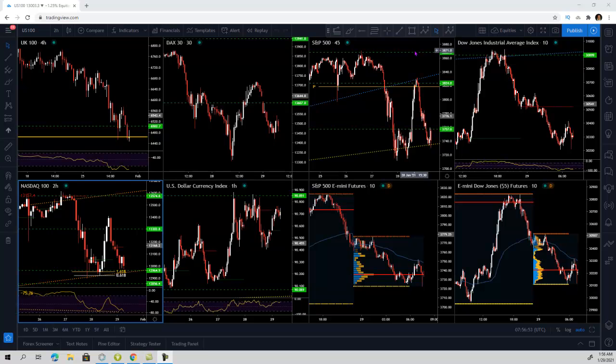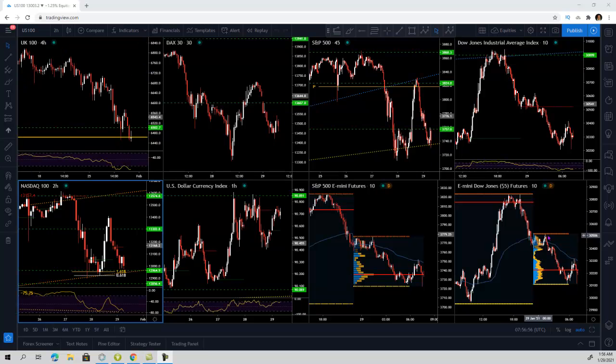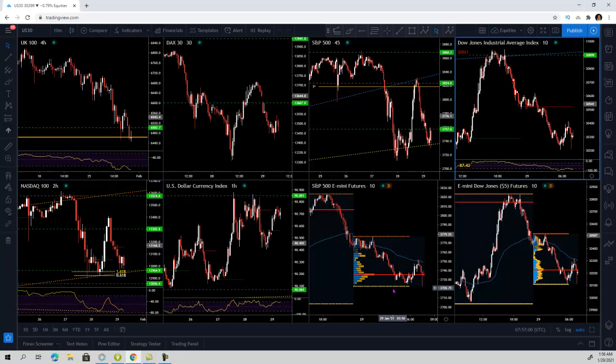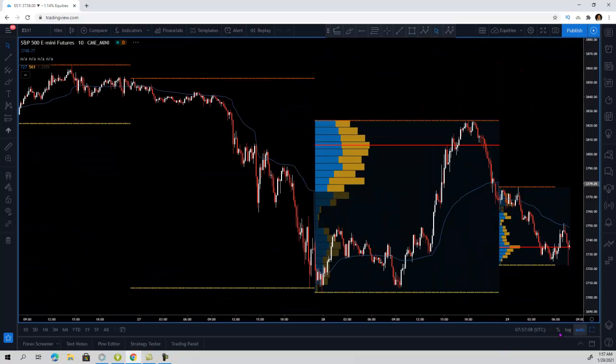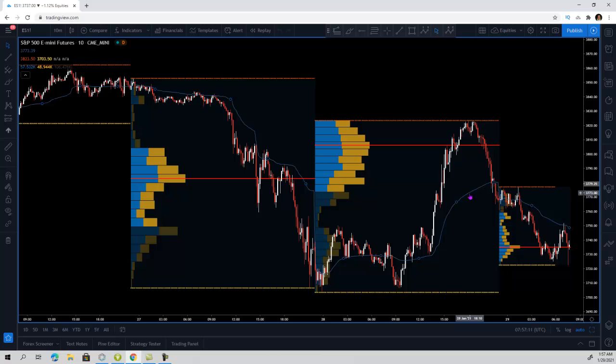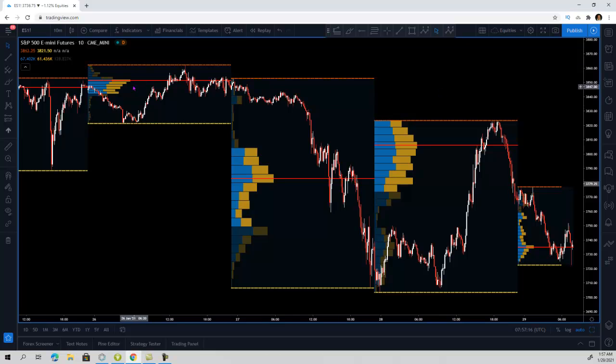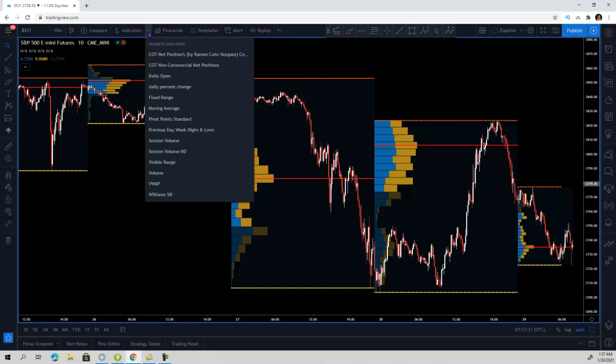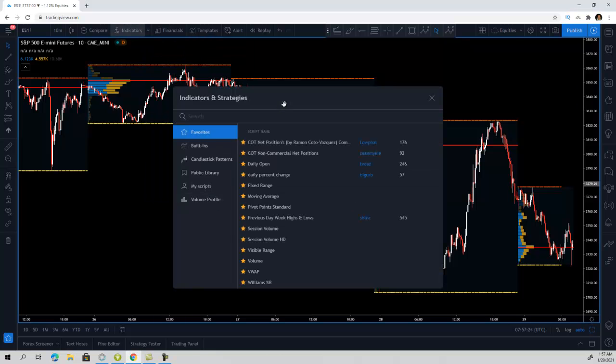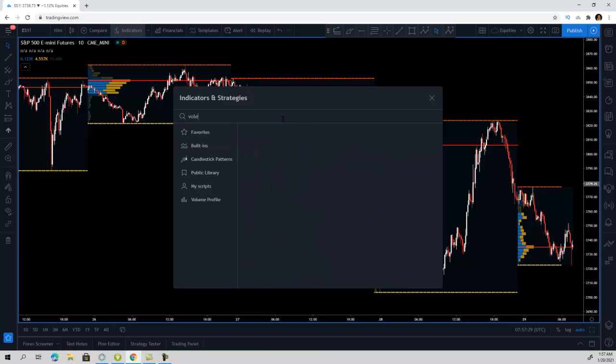Today we are going to talk about volume, and the difference between the volume profile and the actual volume on your charts. We're going to look at this E-mini S&P 500 futures chart. As you can see, this is the volume profile. The normal volume that you get on your charts, if you are trading on MT4, is this one right here. It's the volume indicator.